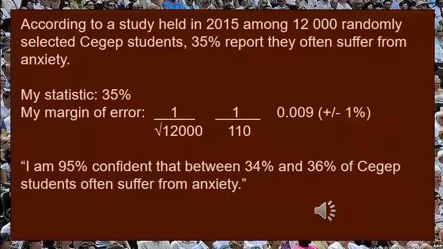So my confidence statement would go like this. I'm 95% confident. You're not sure. You're not 100% confident. You are 95% confident that between 34 and 36% of Cégep students often suffer from anxiety. So here you see you have a small margin of error, plus or minus 1%. So you don't have a big gap between 34 and 36%. You can trust the result of such a research because the margin of error is very small.